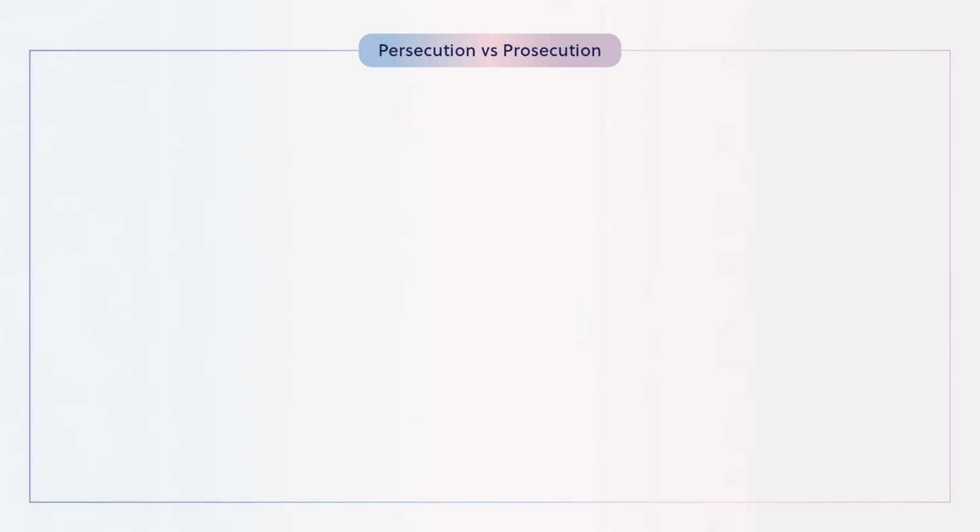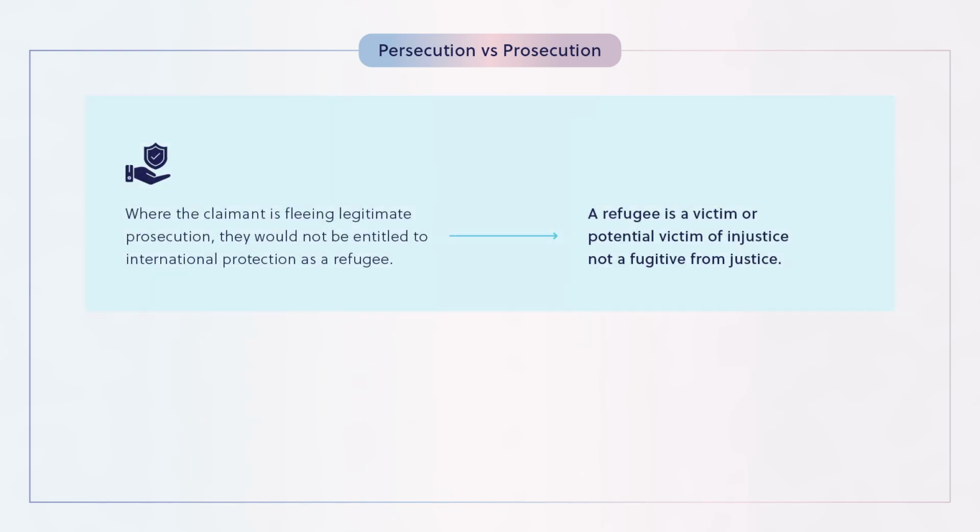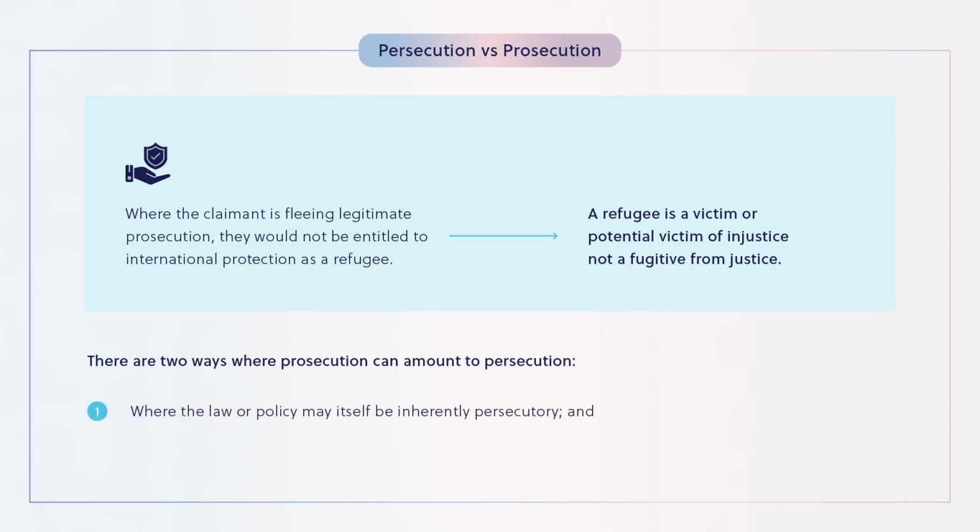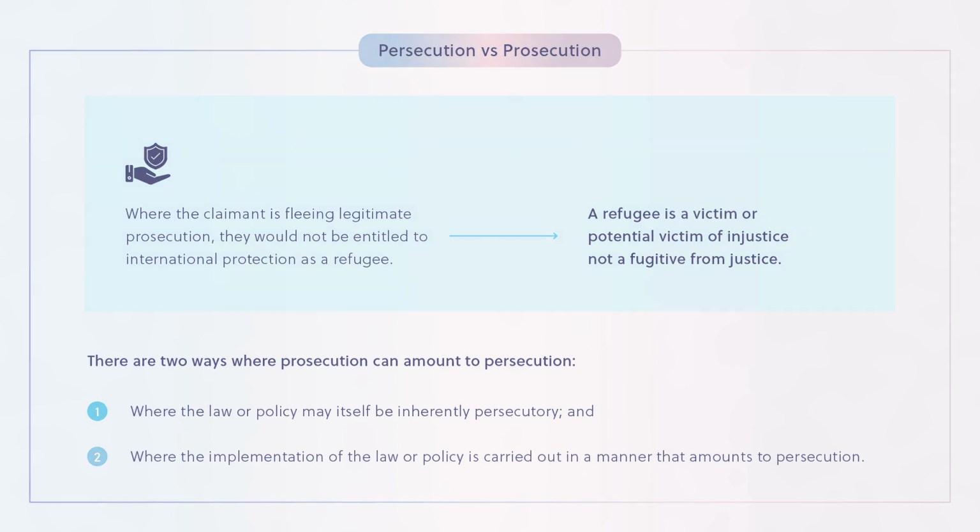Persecution versus prosecution. Where the claimant is fleeing legitimate prosecution, they would not be entitled to international protection as a refugee. A refugee is a victim or potential victim of injustice, not a fugitive from justice. There are two ways where prosecution can amount to persecution: where the law or policy may itself be inherently persecutory, and where the implementation of the law or policy is carried out in a manner that amounts to persecution.